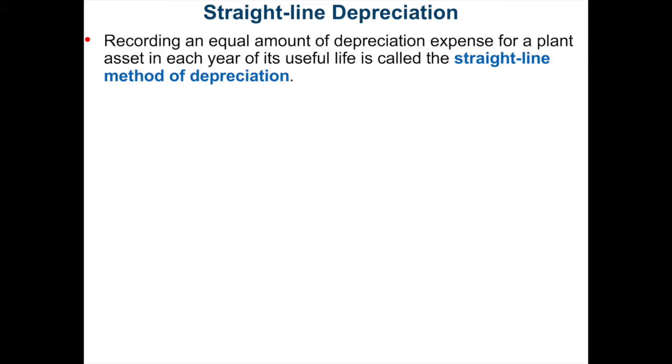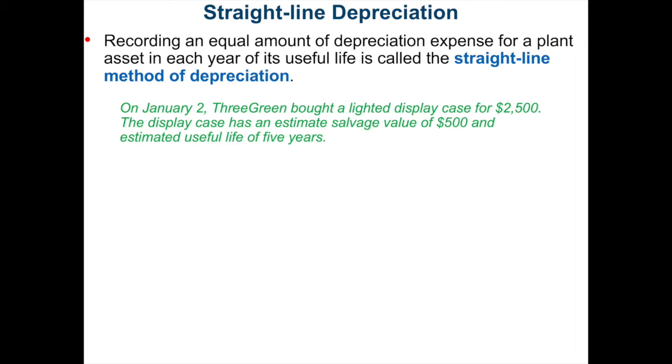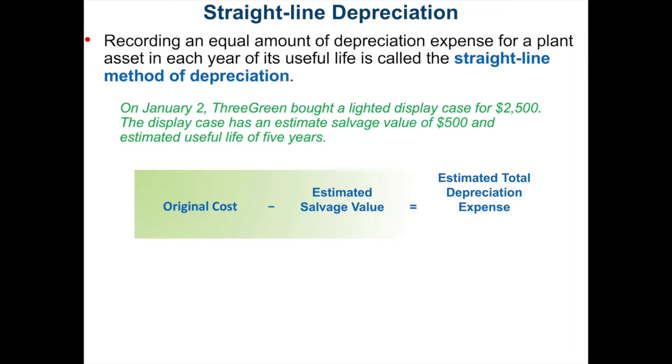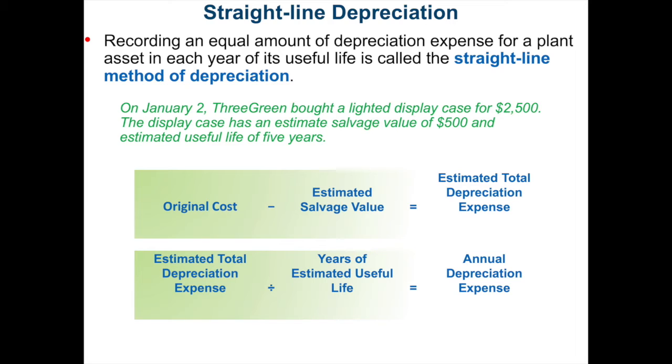Recording an equal amount of depreciation expense for a plant asset in each year of its useful life is called the straight-line method of depreciation. On January 2nd, 3 Green bought a lighted display case for $2,500. The display case has an estimated salvage value of $500 and an estimated useful life of 5 years. Using the straight line method of depreciation, the annual depreciation expense is going to be $400. And it's going to be the same amount for each year that the asset is used.